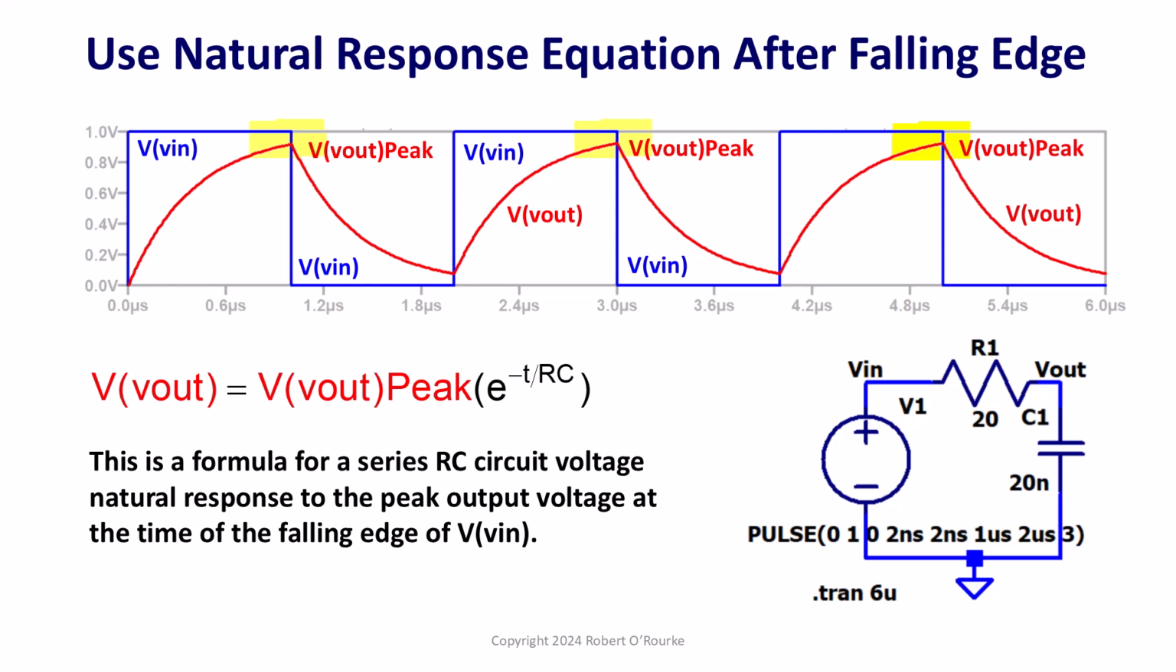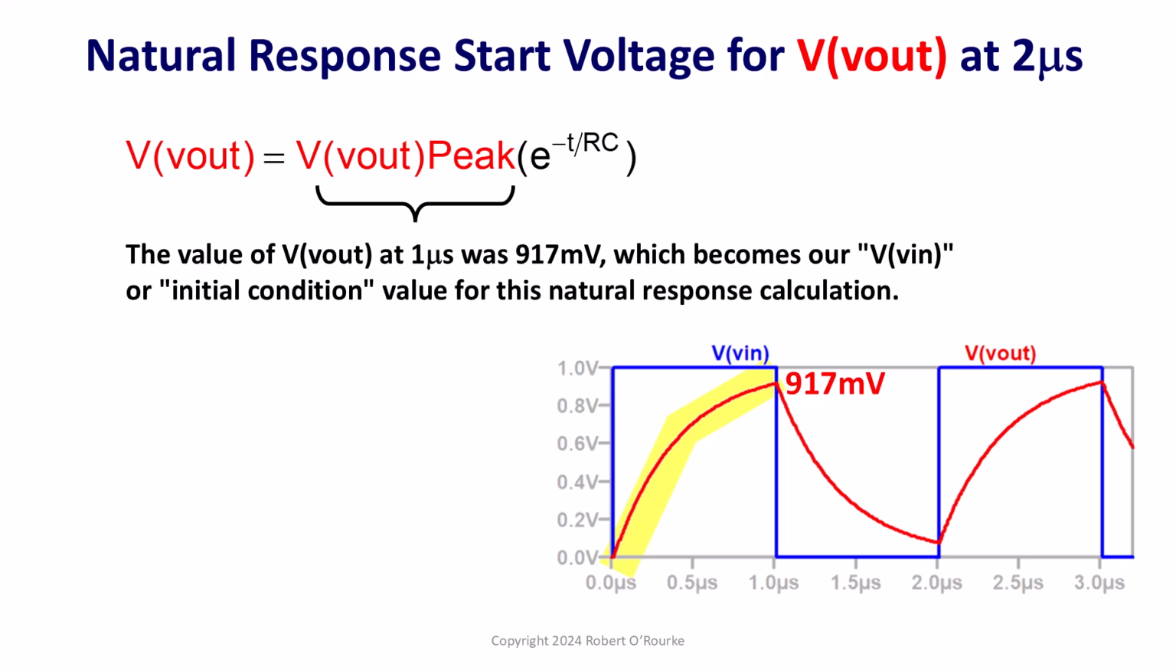As shown here, we use vout peak in the natural response equation in place of the initial condition in the formal natural response equation. The high value of vout at 1 microsecond was 917 millivolts. For the initial condition term, or rather, the vout peak term, in this natural response equation, we will use 917 millivolts for the calculation of vout at 2 microseconds.